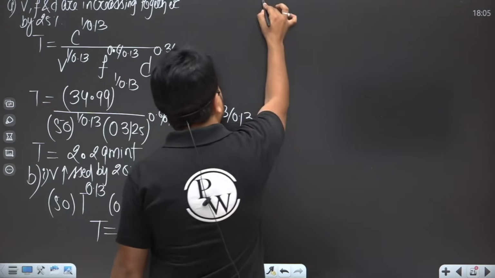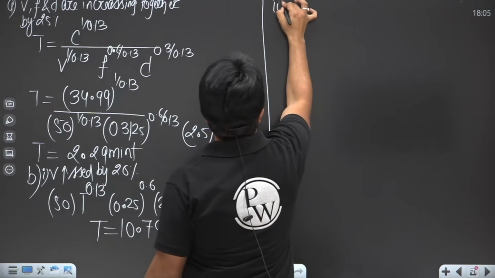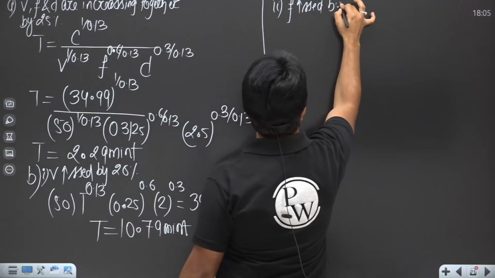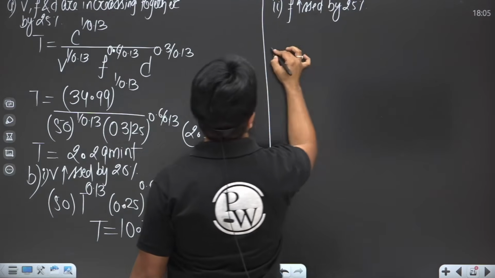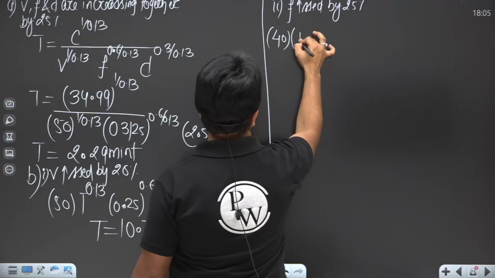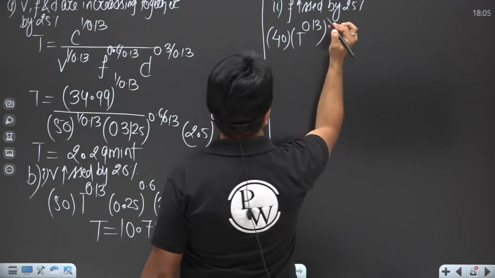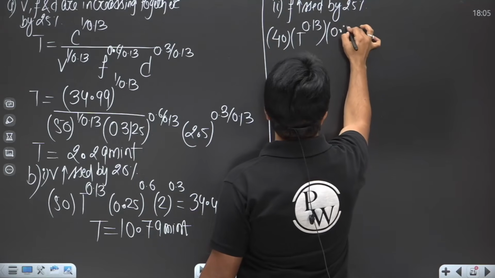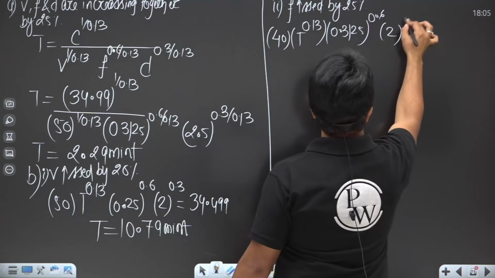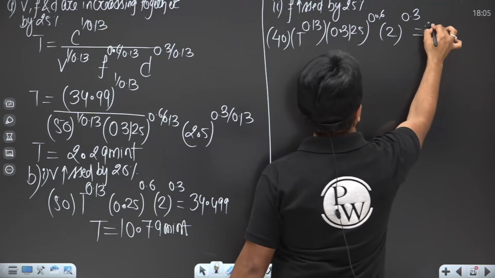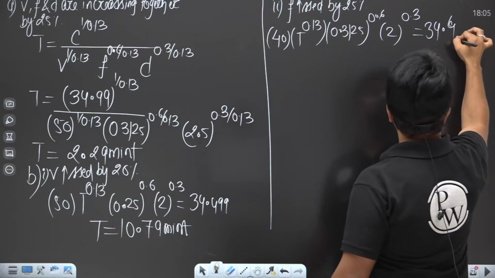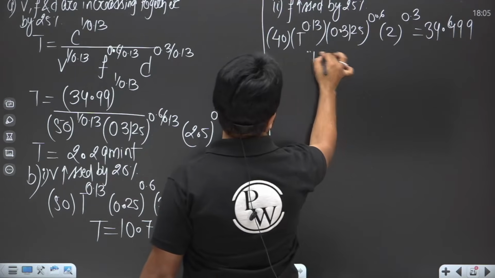Now, if you are going to increase feed by 25%, it means velocity remains the same, that is 40 to the power 0.13, feed is 0.3125 to the power 0.6, depth of cut is 2 to the power 0.3, equal to 34.499.